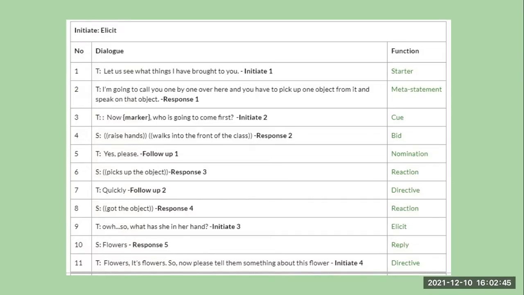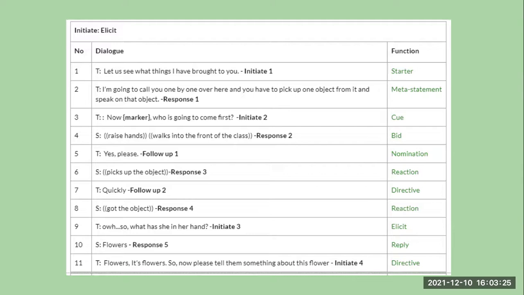Okay, so here's the analyze table of the dialogue. Here I'm going to explain a little bit about two functions, which are cue and starter. For the first one, the teacher said, "Let us see what things I have brought to you." This is the first initiate in this dialogue. According to the Birmingham model, the function of this statement is a starter. A starter is when a person starts something in a specific way.